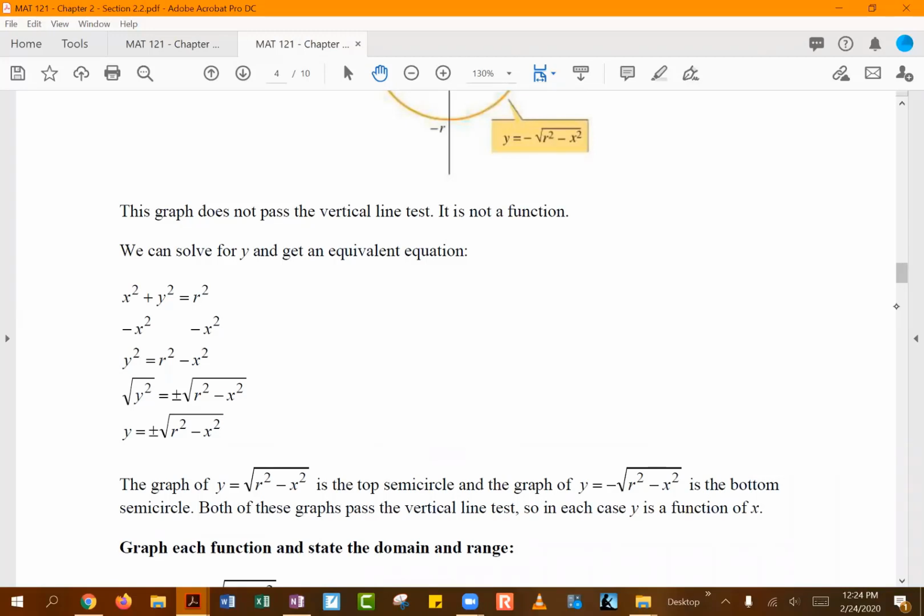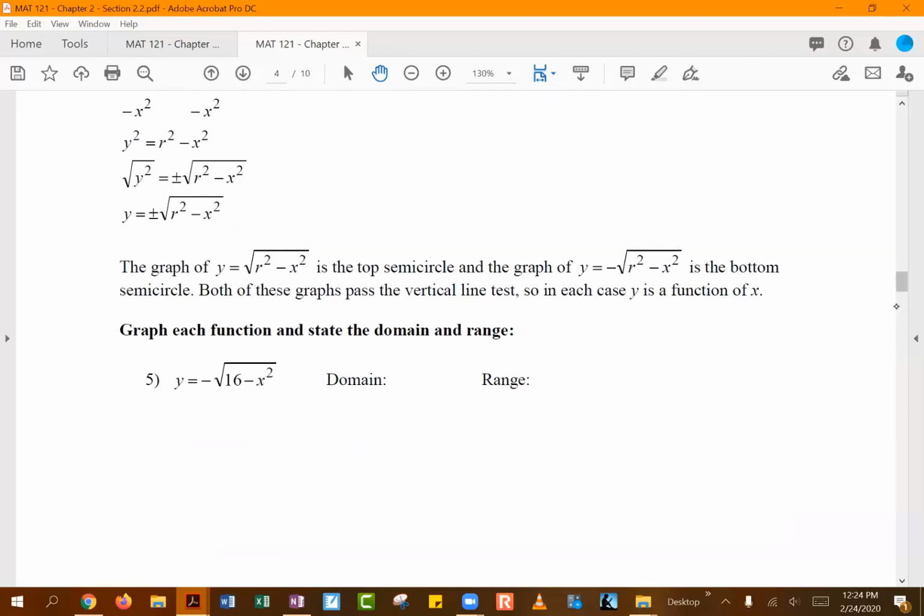To get rid of the square, we take square roots on both sides, and that gives us the positive or negative root. So the positive will become the top semicircle, and the negative will become the bottom semicircle. Okay, so that's why I've included that little calculation in there.